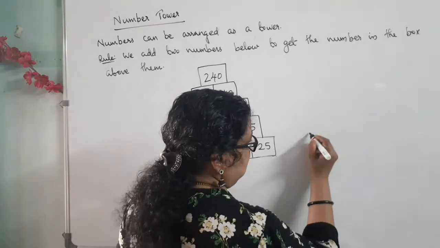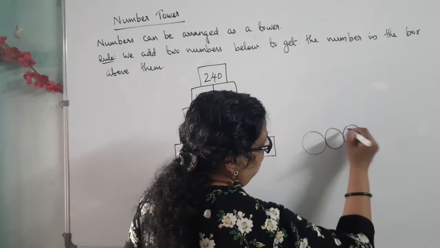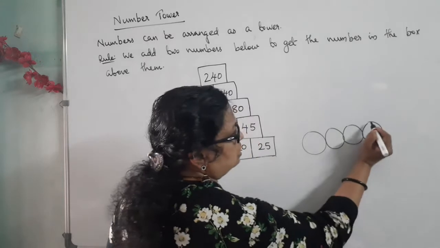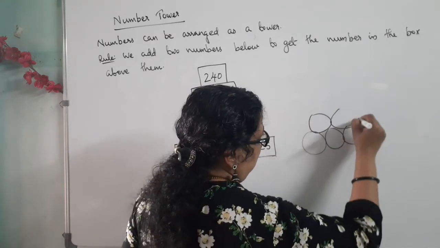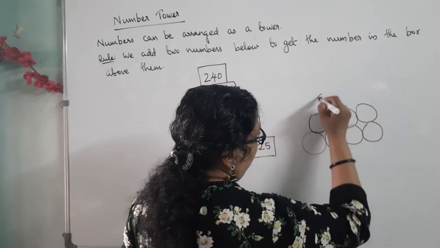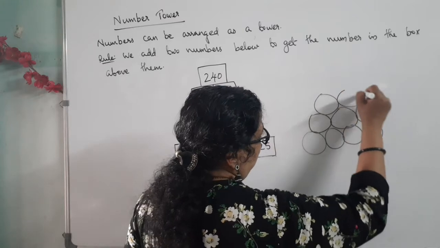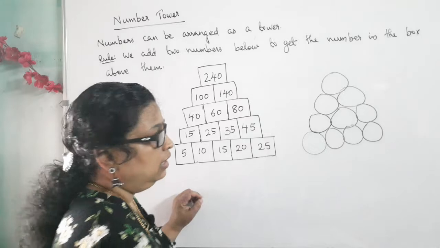Okay, sometimes it is drawn in this way using circles. 1, 2, 3, 4. 4 circles are there. Then these 2 middle you write the next one in this way. Then 3, then 2 and finally 1. In this way also we draw a number tower.